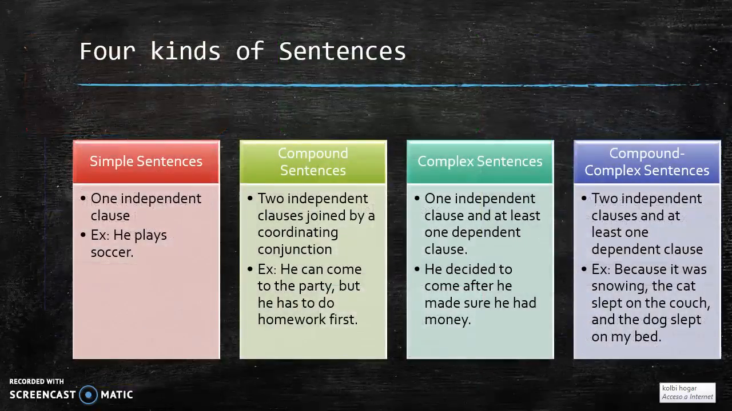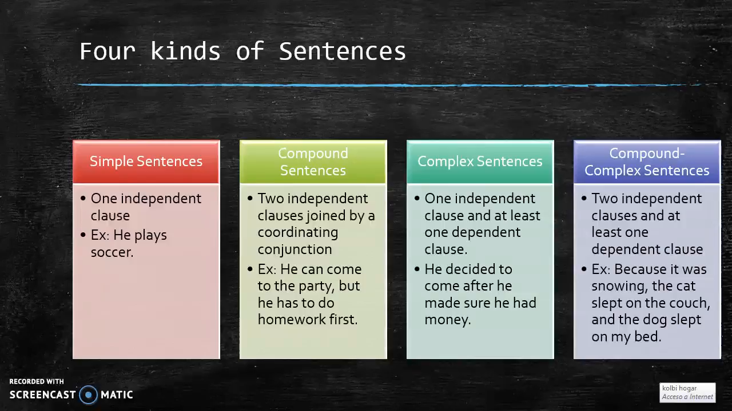Sentences can also be classified according to how they are made up. The first group is simple sentences, which are basic sentences made up of one subject, one predicate, one independent clause. You see the example there, he plays soccer. Compound sentences, on the other hand, are going to be made up of two independent clauses joined by a coordinating conjunction. There's a comma and the conjunction. So he can come to the party, but he has to do homework first. We have two sentences there.